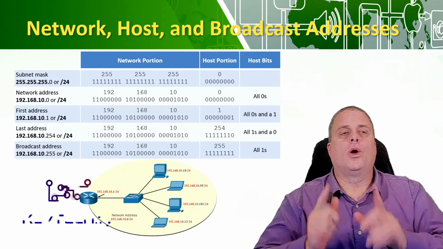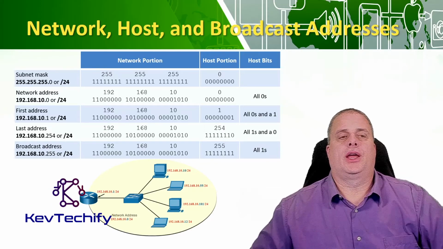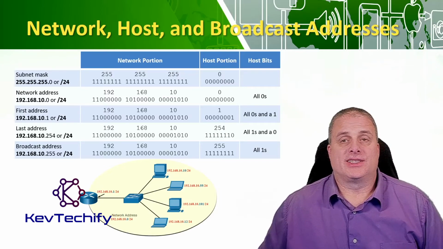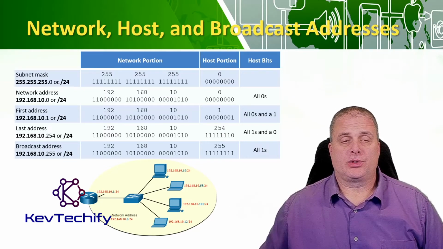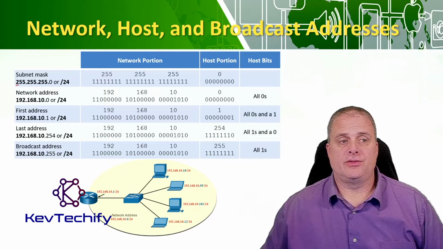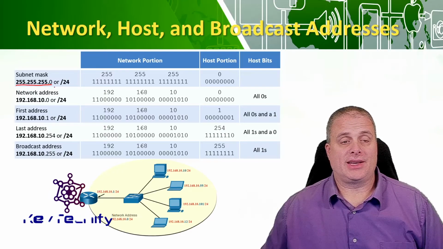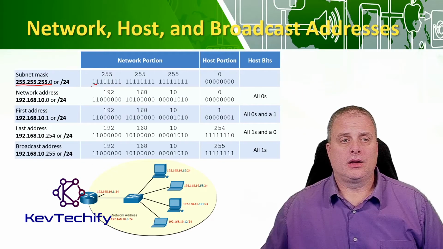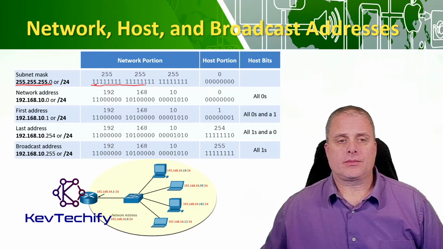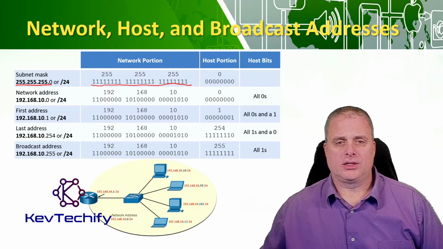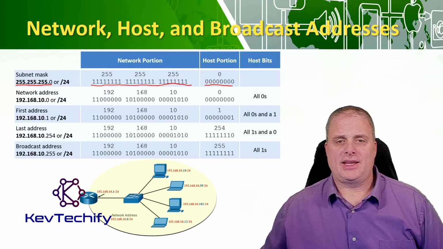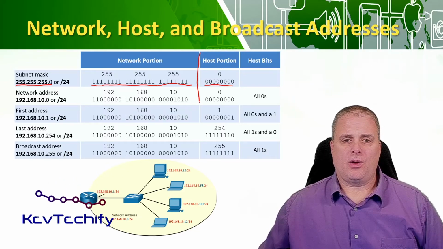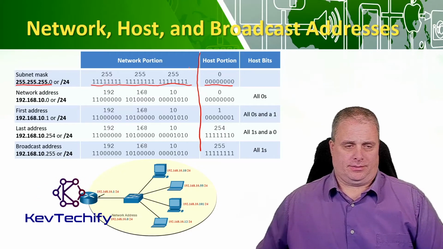Let's take a look one more time at our network, host, and broadcast addresses. Here in this example, we have a subnet mask of a /24. That /24 in dotted decimal notation is 255.255.255.0. If we write that out in binary, we have 24 ones followed by 8 zeros. That signifies the difference between our network and our host portion right here.